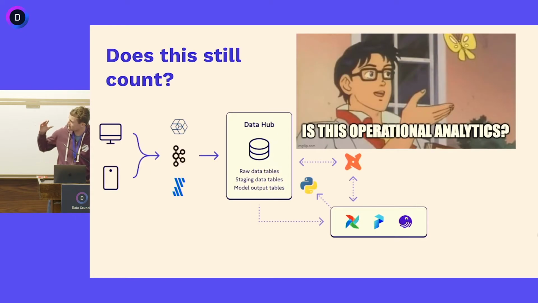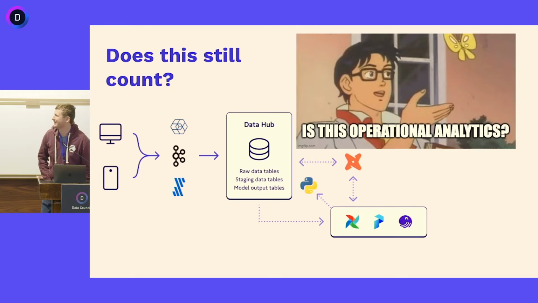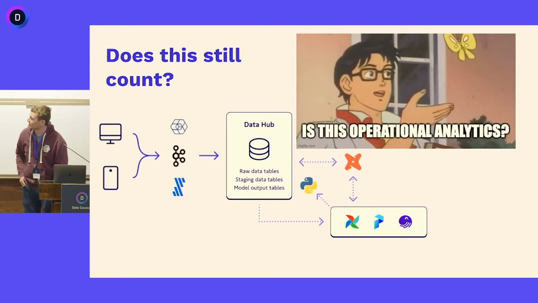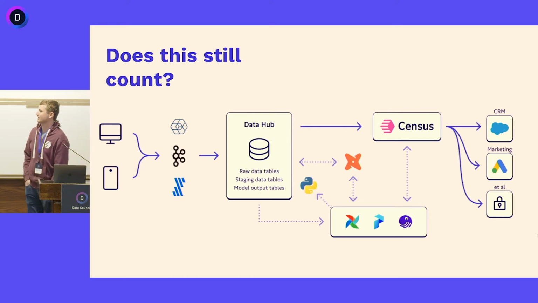Thinking about the different use cases, there's a lot of data science and machine learning here. Does this still count? Is this still operational analytics? If we have complicated data pipelines, we might use a Kafka stream or Snowplow for event ingest. And the answer is yes. We have an interoperable API that you can trigger within whatever your data engineering ecosystem is. We have an operator for Airflow, a task for Prefect, and we can work with Dagster as well.